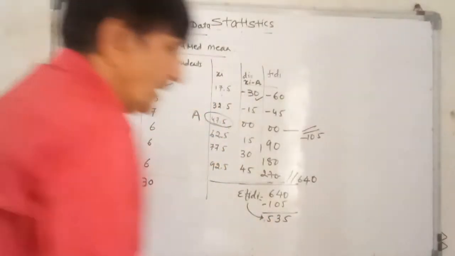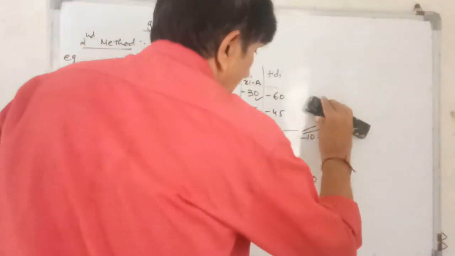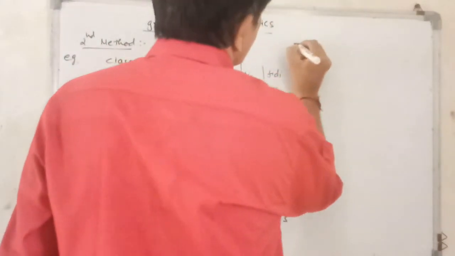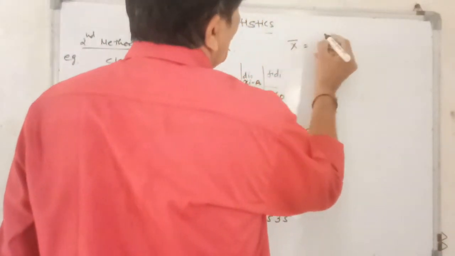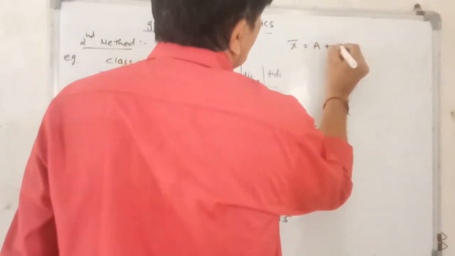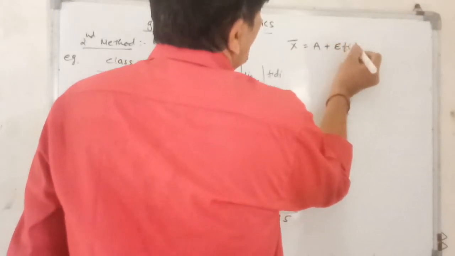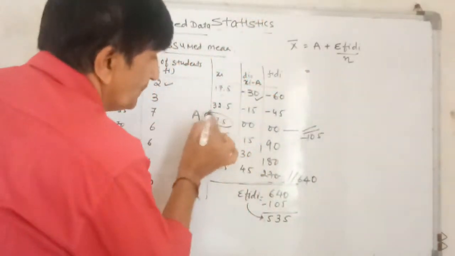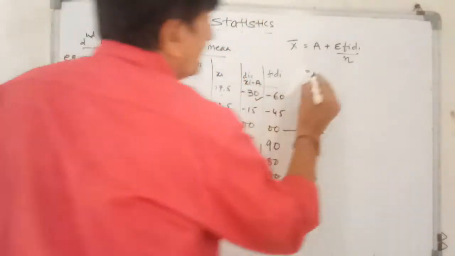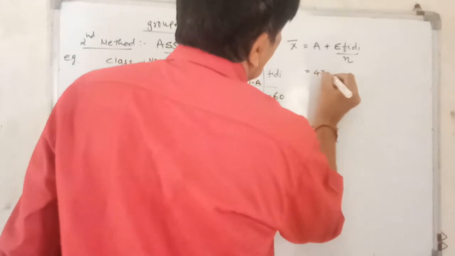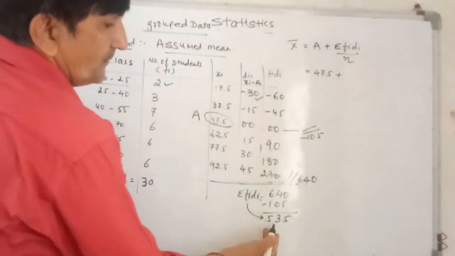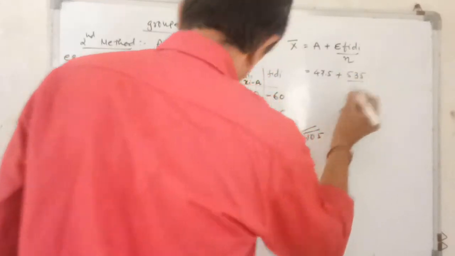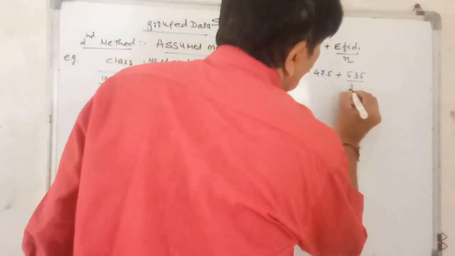Clear? Now calculation is easy. Okay. See how to calculate. The formula is x bar is equal to a plus sigma fi di upon n. Your assumed mean a is equal to 47.5 plus sigma fi di 535 and upon n is a 30.